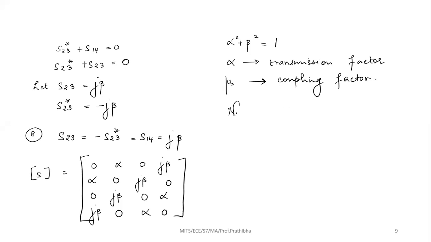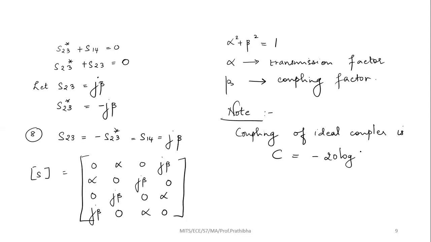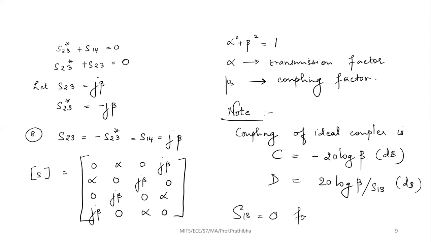Also, one more thing you can mention in the note is that the coupling of an ideal directional coupler is given as C is equal to minus 20 log to the base 10 of beta. That is in dB. And the directivity of the directional coupler is 20 log of the ratio, in dB. And S13 is basically 0 for an ideal coupler. This is just a small note. It's not very important, but okay, you need to know this, that's all.